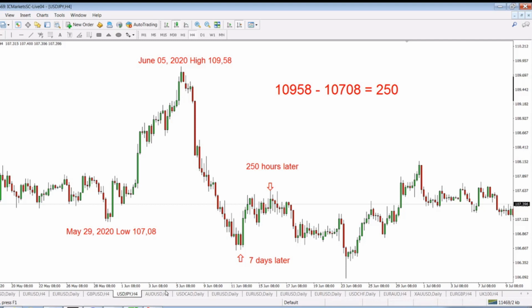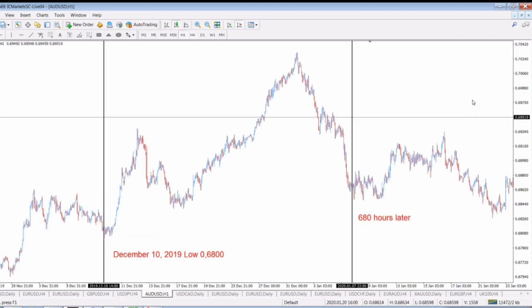Next one, what have we got over here? Aussie dollar, December 10th, 2019. We got a low at 0.68 exactly. And 608 hours later, we got the end of this downtrend over here, and the market stopped here and made a correction. Stop loss hunters were activated here, and the market started correction.